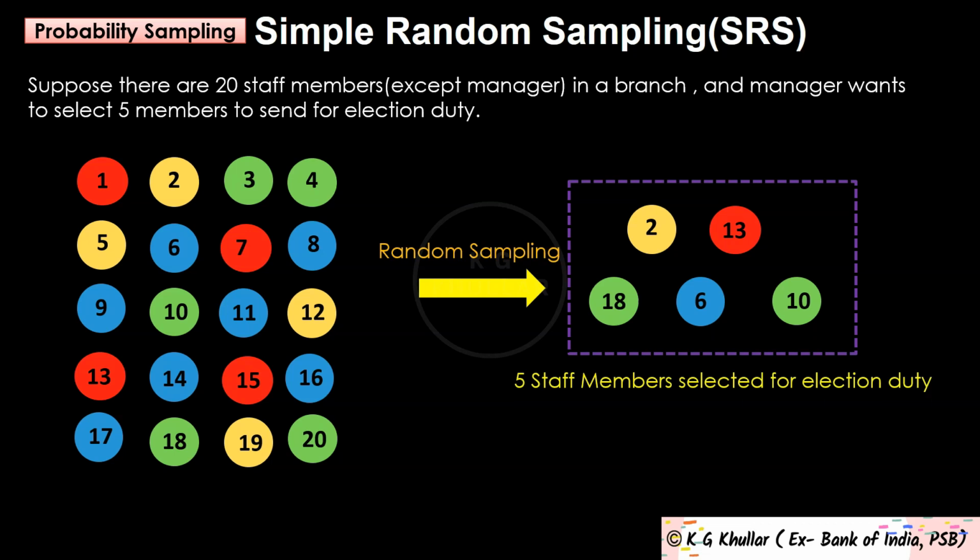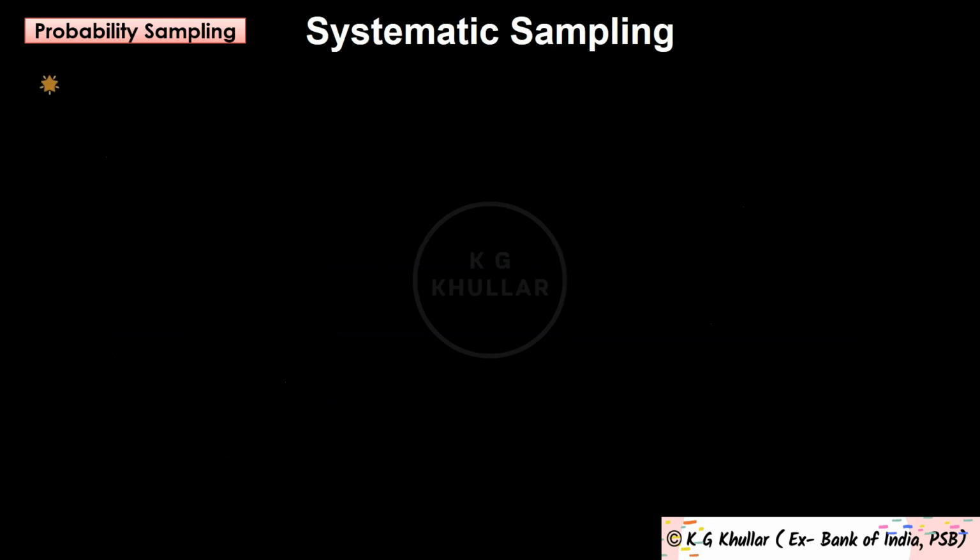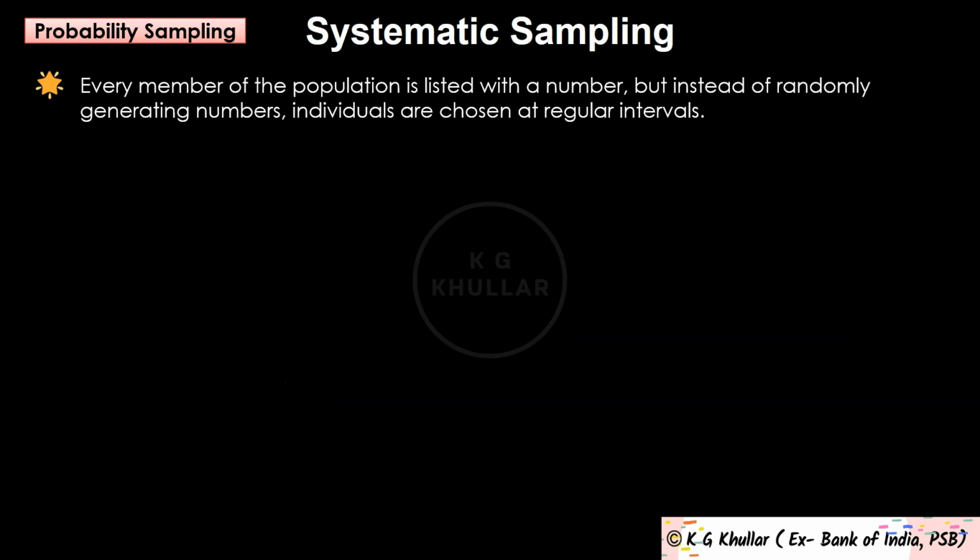So friends, I hope the concept of simple random sampling is clear to you. Then the next type of sampling is systematic sampling. Now friends, systematic sampling is similar to simple random sampling, but it is usually slightly easier to conduct. Here every member of the population is listed with a number, but instead of randomly selecting numbers, individuals are chosen here at regular intervals.